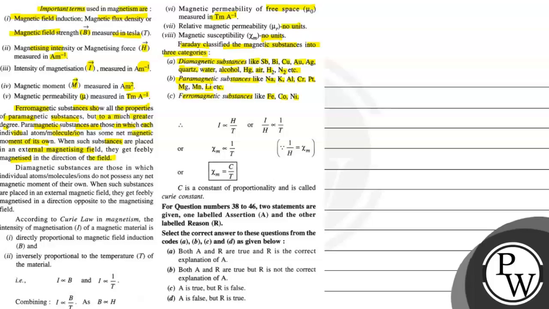Diamagnetic substances are those in which individual atoms, molecules, or ions do not possess any net magnetic moment of their own. When such substances are placed in an external magnetic field, they get feebly magnetized in the direction opposite to the magnetizing field.